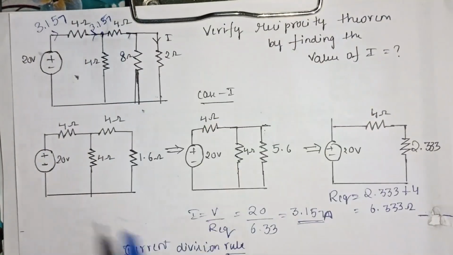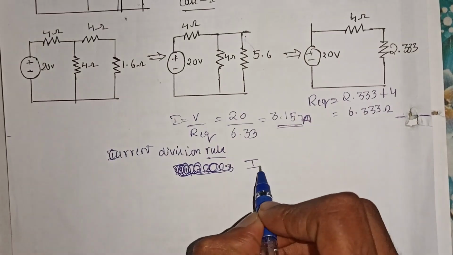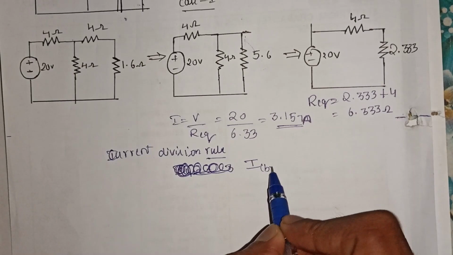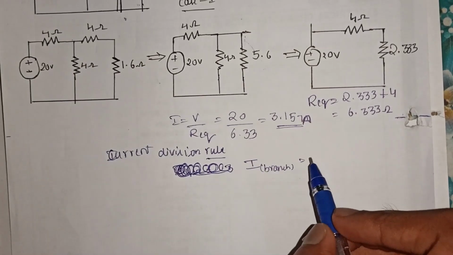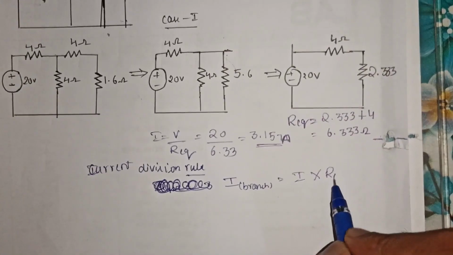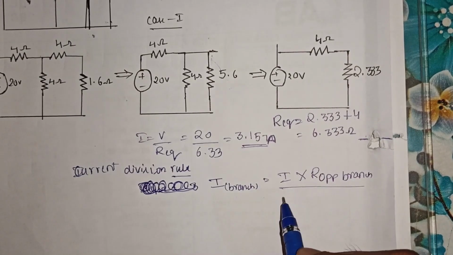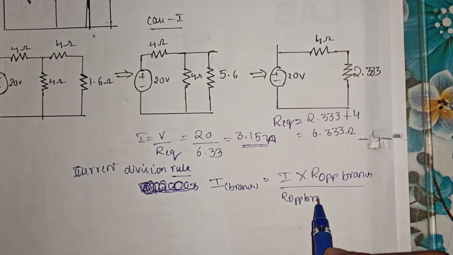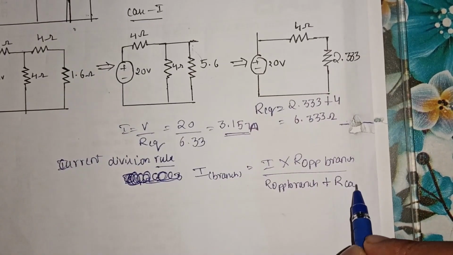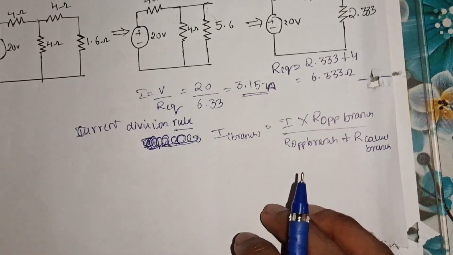So you just calculate the value of current. Your current division rule states that in order to calculate the value of current through any of the branches, you should know the value of main current and the resistance of the opposite branch, divided by the resistance of the opposite branch plus the resistance of the calculating branch. So it is very important.